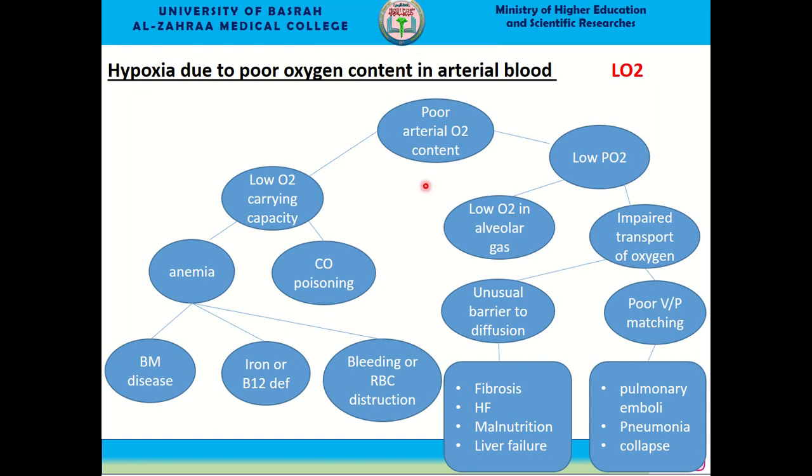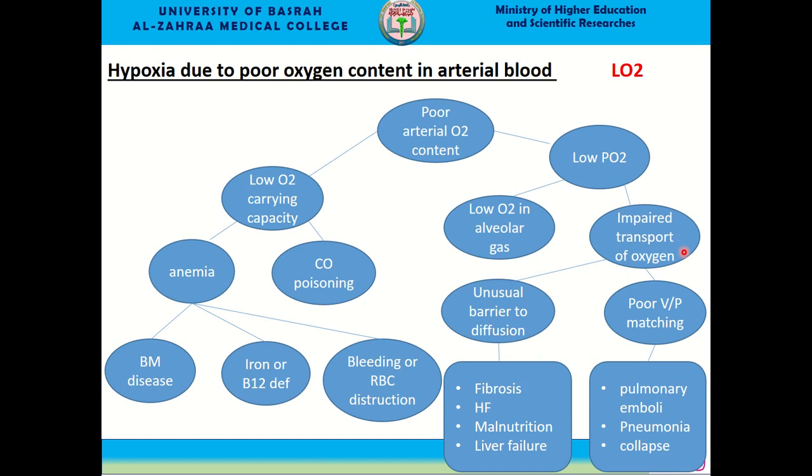So, on the other hand, poor arterial oxygen content may be due to low partial pressure of oxygen. So the blood is okay, but the partial pressure of oxygen is low. And this results either from low oxygen in the alveolar gas, that is a problem with the air, which contains low oxygen, for example, in the case of high altitude, people who are living in the mountains, or it is due to impaired transport of oxygen through the alveoli into the blood vessel.